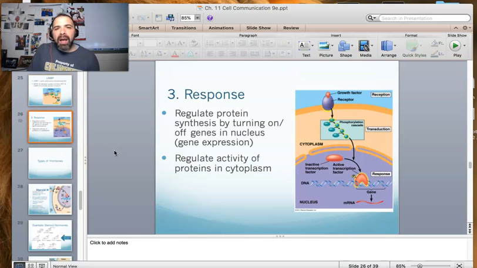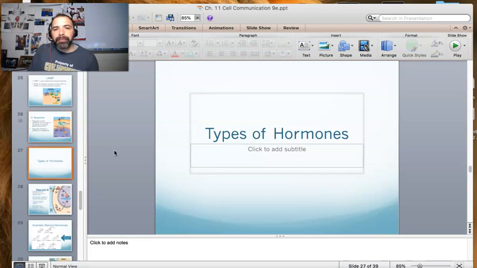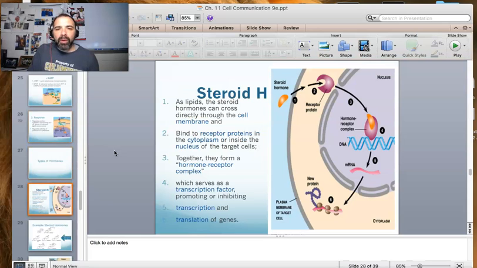So let's talk about response. You regulate protein synthesis by turning on and off genes in the nucleus. That's called gene expression, and it will regulate the activity of proteins in the cytoplasm. The response usually tends to be transcription, or the response will be producing a gene. So let's talk about types of hormones real quick.